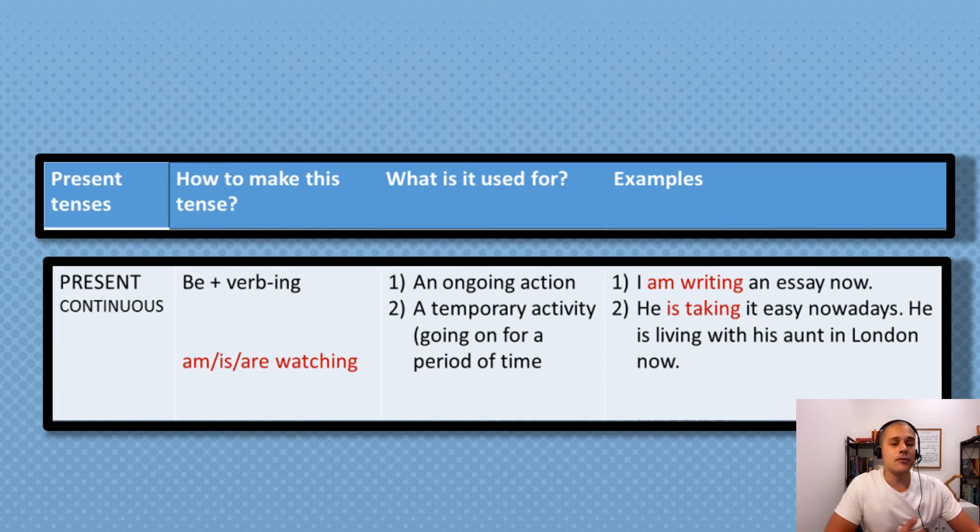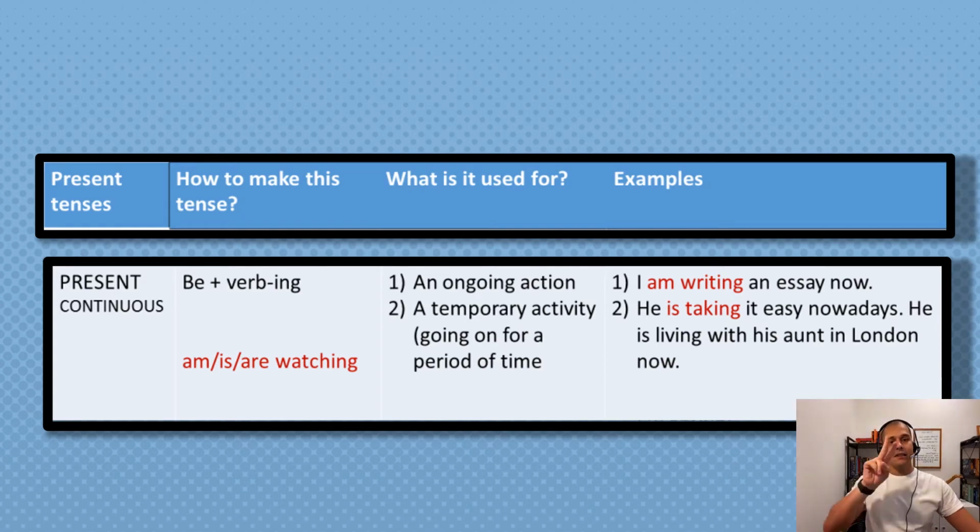What is it used for? So when we're talking about an ongoing action, an action that is in progress. That's why the present continuous can also be called present progressive or present continuous. You choose. It has two names, just that. All right. So, and one example for an ongoing action is I'm writing an essay now. So I'm talking about something that is happening at this moment, that is in progress at this moment.